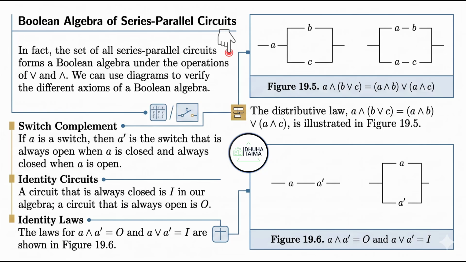We can use diagrams to verify the different axioms of a Boolean algebra. The distributive law, A and (B or C) equals (A and B) or (A and C), is illustrated in figure 19.5. If A is a switch, then A' is the switch that is always open when A is closed and always closed when A is open. A circuit that is always closed is I in our algebra. A circuit that is always open is O. The laws for A and A' equals O and A or A' equals I are shown in figure 19.6.